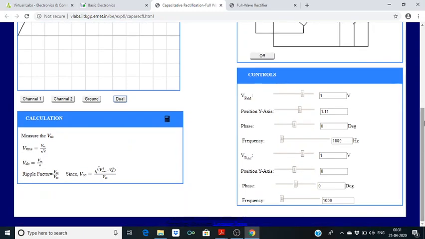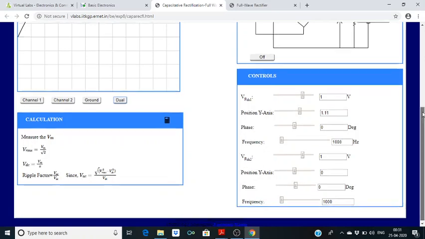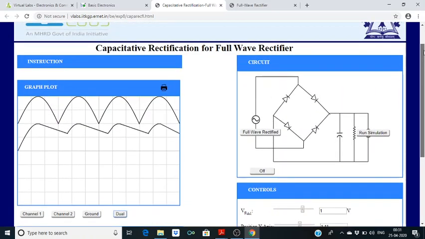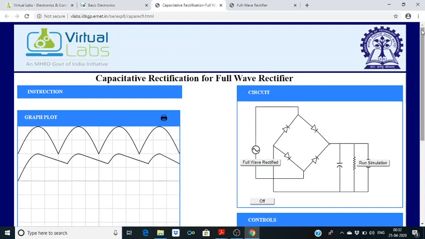So in this way we have seen how to perform this experiment related to full wave rectifier with and without filter. Thank you.